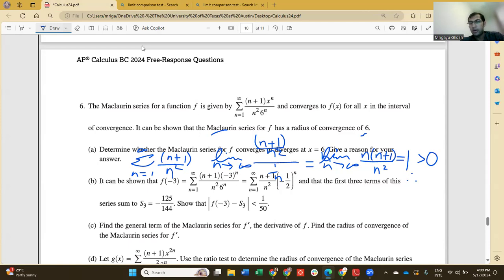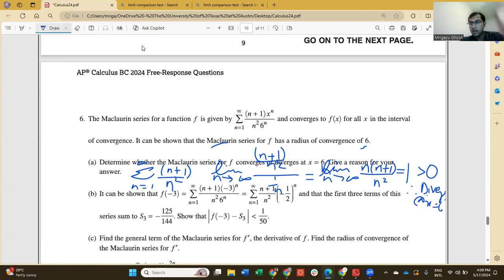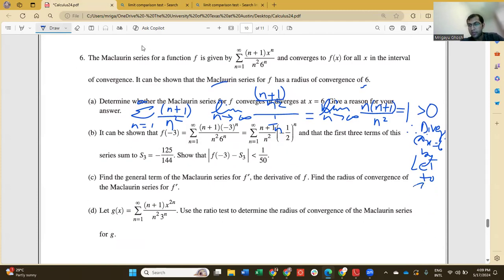Therefore, the series diverges at x equals 6 by limit comparison to the sum, or you can just say by limit comparison to the harmonic series, which we know diverges.